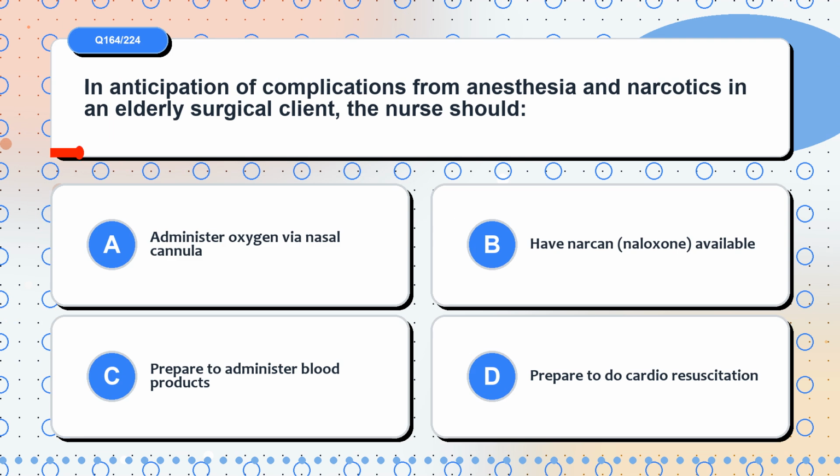Question 164. In anticipation of complications from anesthesia and narcotics in an elderly surgical client, the nurse should. Here are the options. Option A. Administer oxygen via nasal cannula. Option B. Have Narcan naloxone available. Option C. Prepare to administer blood products. Option D. Prepare to do cardiopulmonary resuscitation.